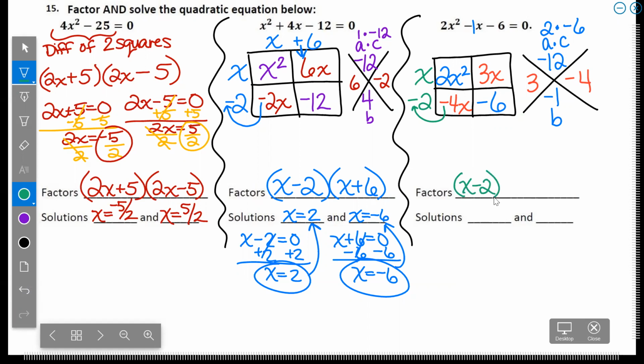And then I'm going to go vertically. 2x squared and negative 4x. I see that they have an x in common. Do they have anything else that'll go into both of them? 2. So 2x. And then I'm going to go vertically like this over here. 3x and negative 6. Can 6 go into 3? Can 3 go into 6? That's going to be my biggest one then. Positive or negative 3? Positive, because the box right below it is a positive right there.